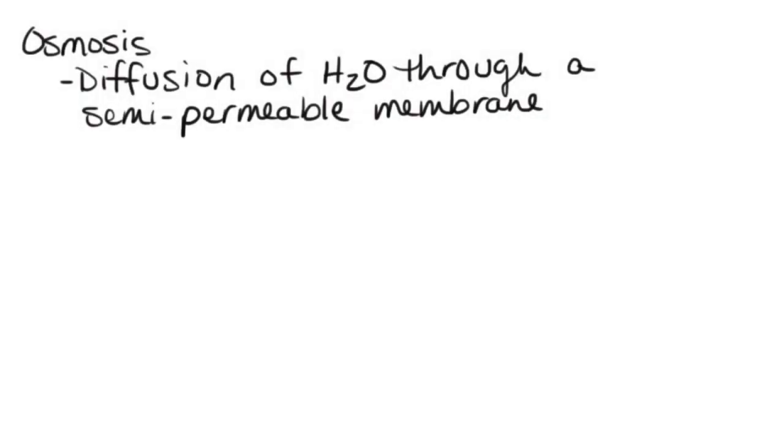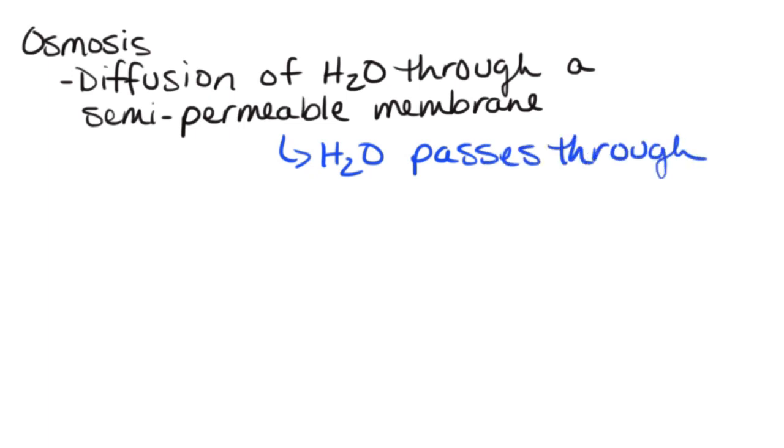The term osmosis refers to a very specific type of diffusion, and this is diffusion of water through a semi-permeable membrane. So that semi-permeable membrane that we're referring to is going to be permeable to water, so water passes through, but we're going to have a solute of some type that cannot get through. So the solute cannot.